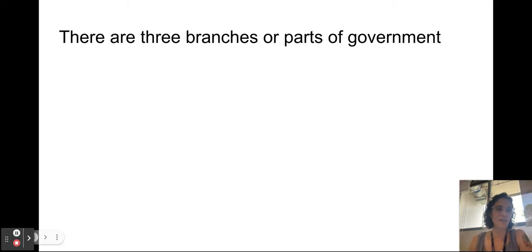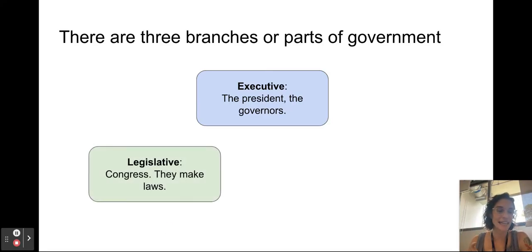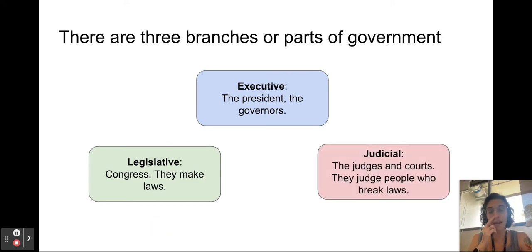So first we need to understand that there are three branches or parts of the government. We have the executive branch. That's the president, the governors. We have the legislative branch. That's Congress. They make laws. And we have the judicial branch. That's the judges and the courts. They judge the people who break the laws.